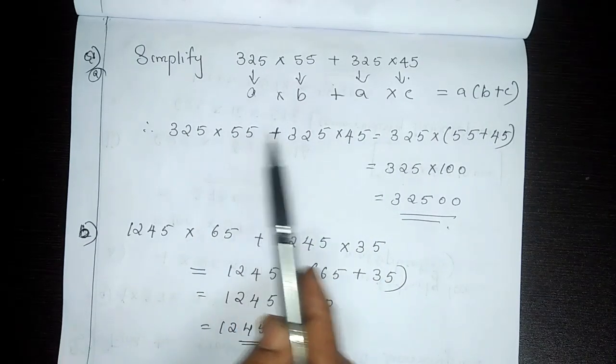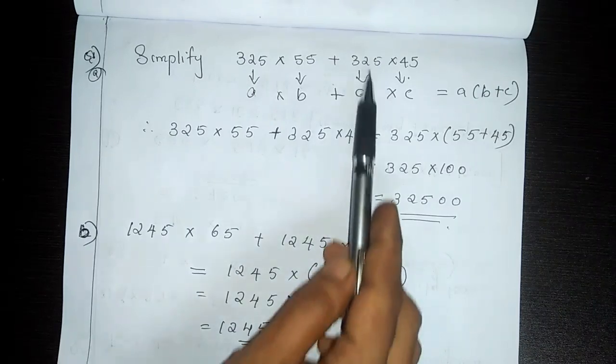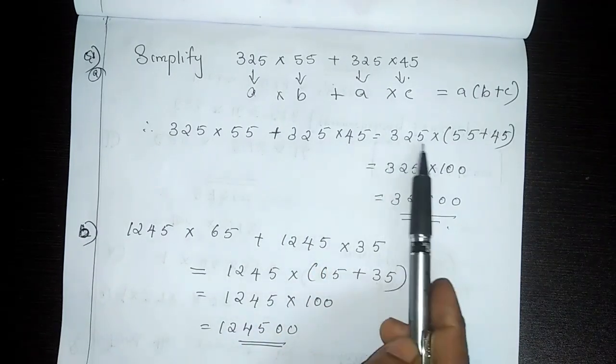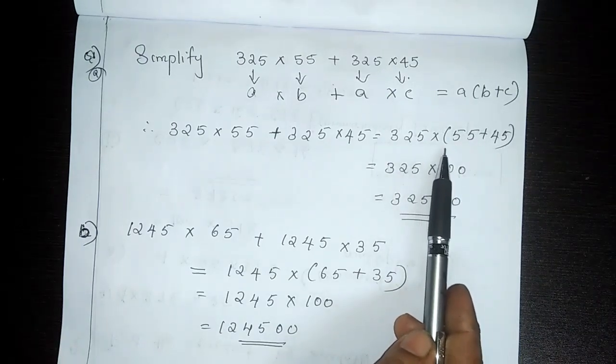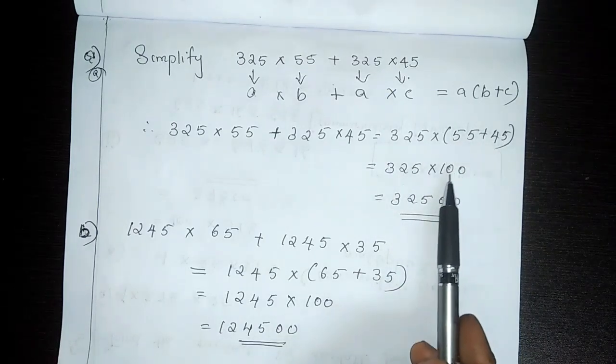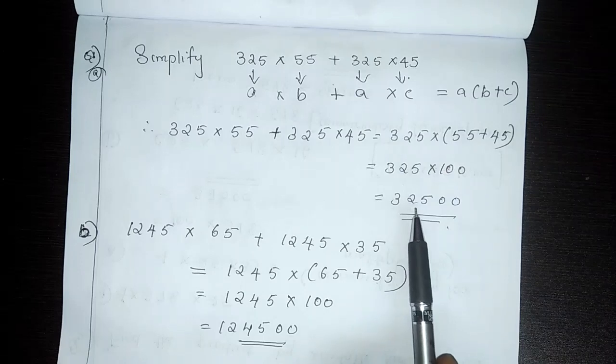325 into 55 plus 325 into 45. The given question equals A into (B plus C). So 325 into (55 plus 45), that is 100. So you get the answer.